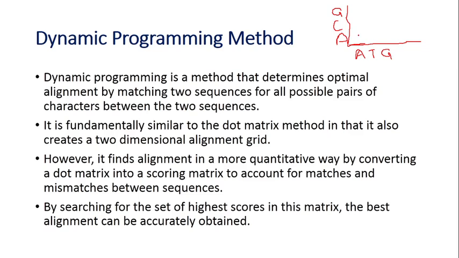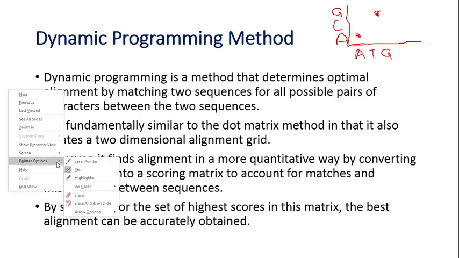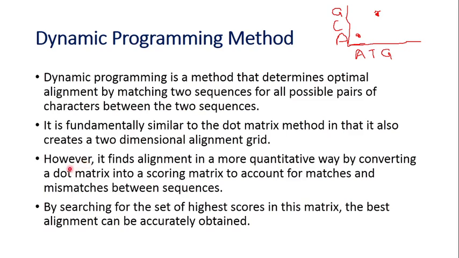Wherever we have a similarity, we put a dot there. Here there is no similarity, so we are not putting a dot here. Here there is a similarity, so we put a dot. After putting these dots, we find the proper alignment using the distribution of the dots in that matrix. So it is more or less a qualitative method.